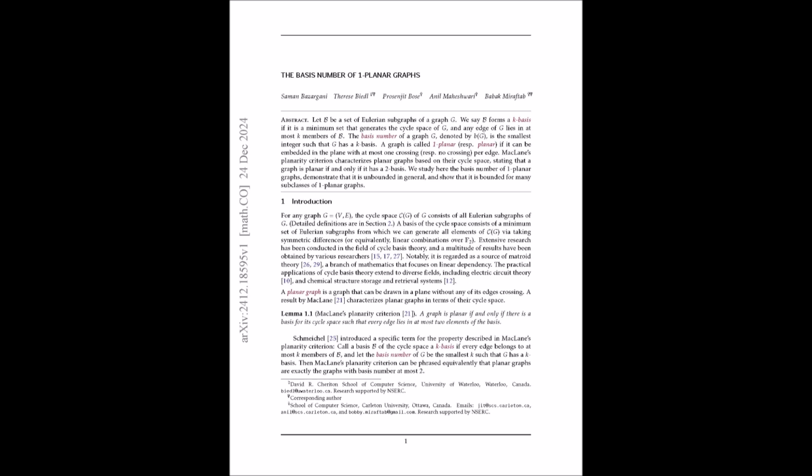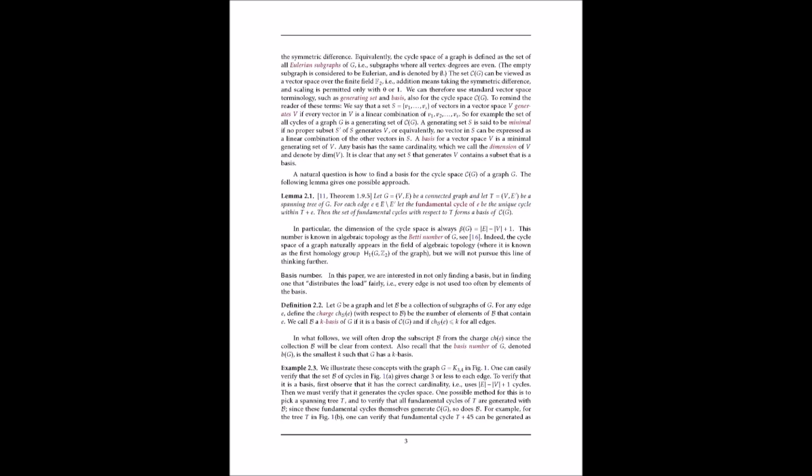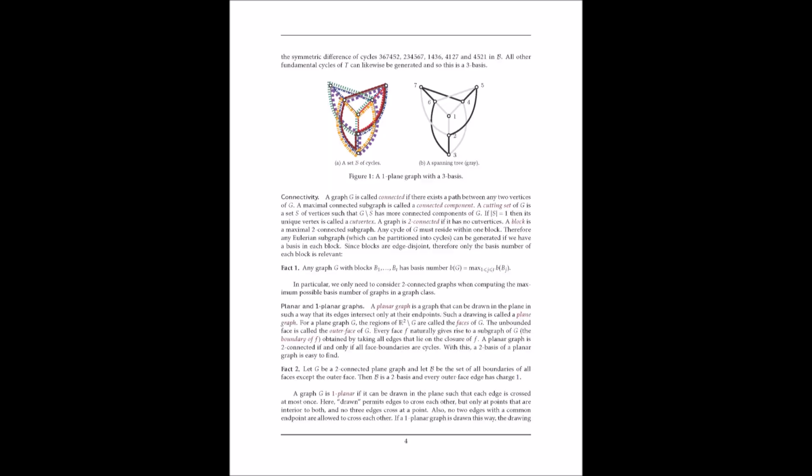Exactly. But why does this new set generate the entire cycle space of the full crossing graph? The proof hinges on the fact that any cycle in the full crossing graph can be broken down into segments that either lie entirely within the skeleton or entirely within a K4 poppy. Since we have generating sets for both the skeleton and each K4, we can build up any cycle we want. Okay, I see the logic. But how do we ensure that the charges stay low? Remember, we're aiming for a 3 basis.